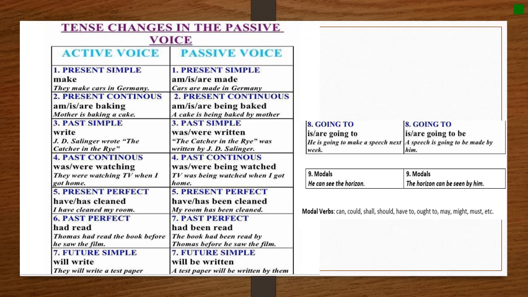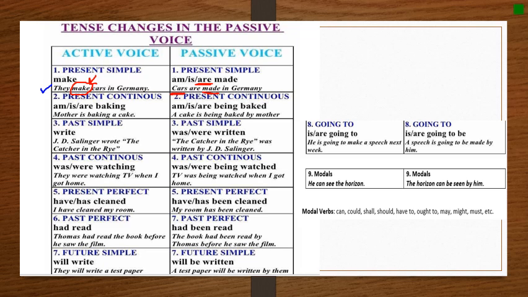Present simple, let's say they make, this is a clear example: they make cars in Germany. This is my verb. Present simple, okay? They make cars in Germany. So I have to add verb to be in the present simple. Cars, meaning they. What does it take? Am, is, or are. It takes are. Cars are made in Germany. Made is the past participle of the main verb, which is make.